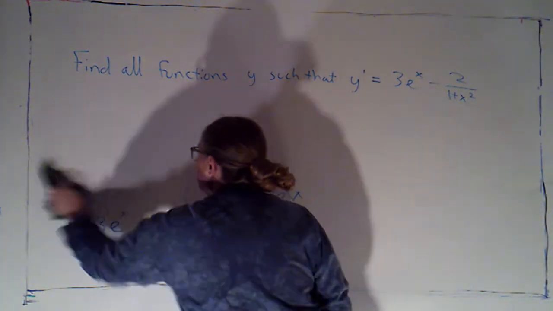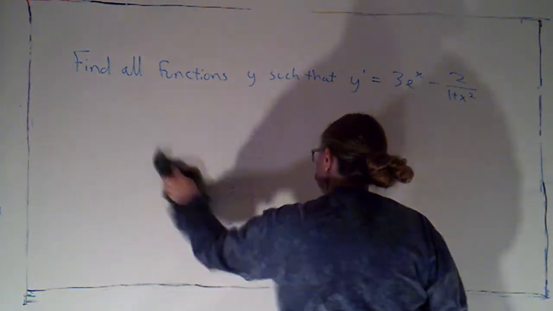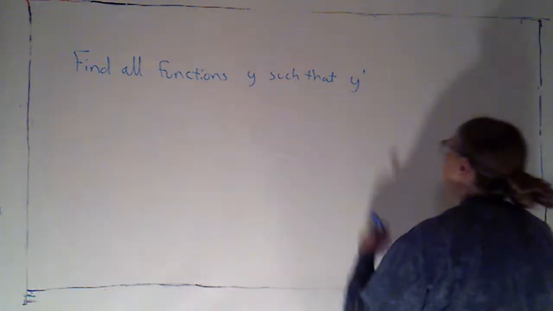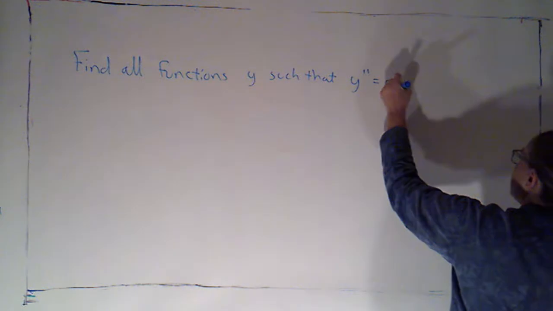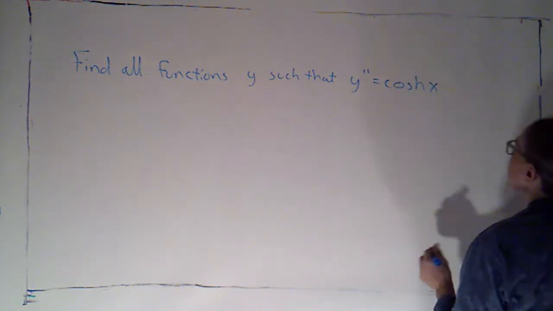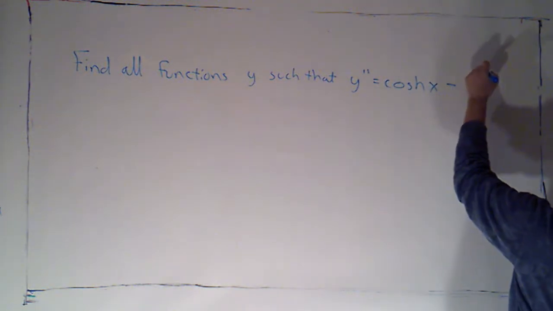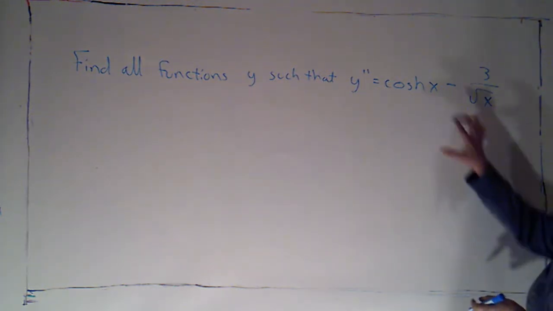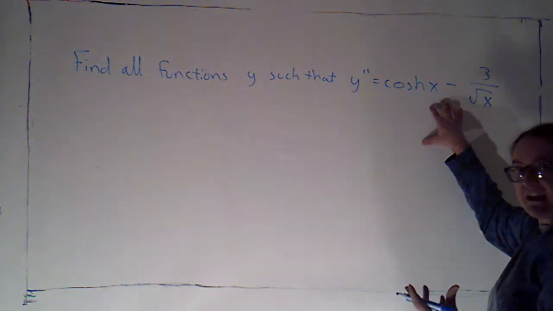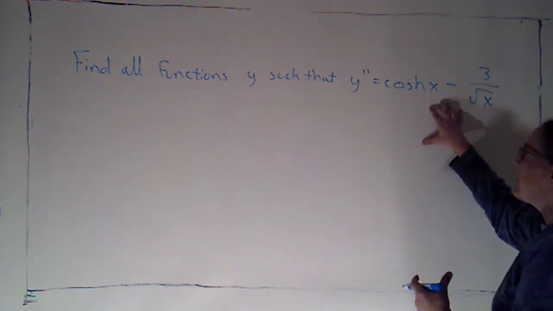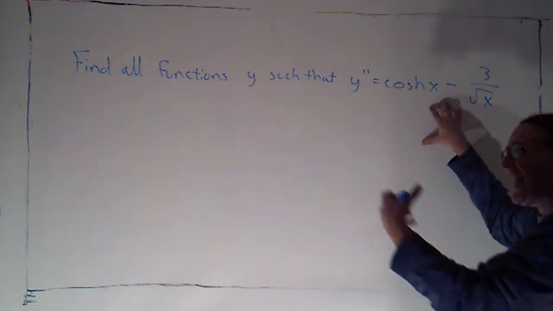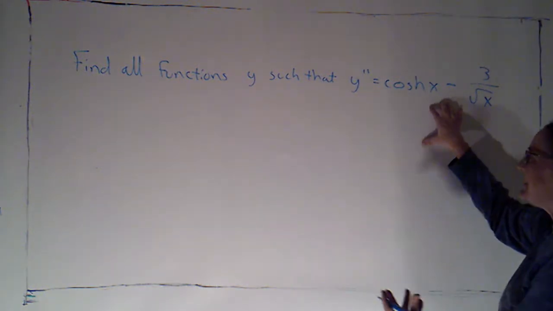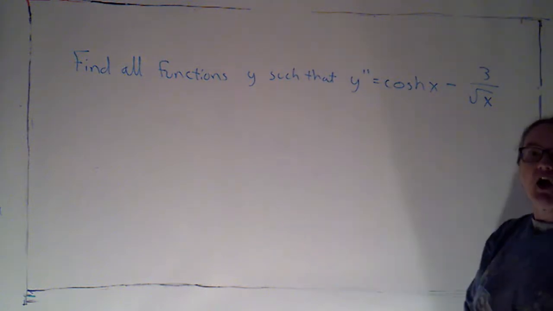Now, I'm going to change the question. I want to find all functions so that y double prime is cosh x minus 3 over the square root of x. So now this is a formula for the second derivative. So I'm going to need to anti-differentiate, or integrate, twice in order to get all the way back to y.